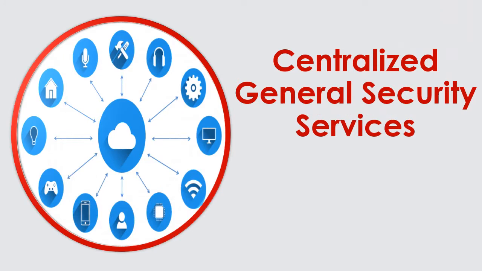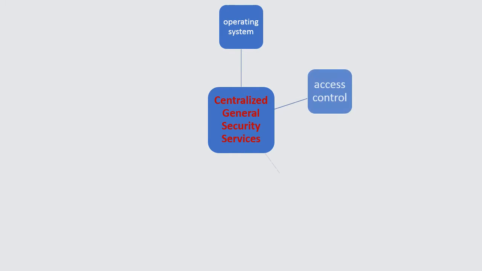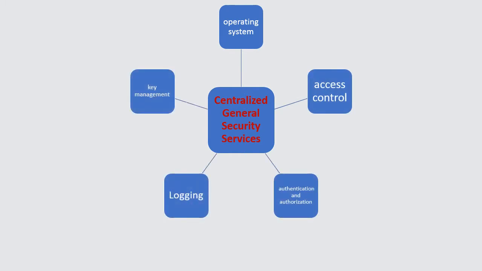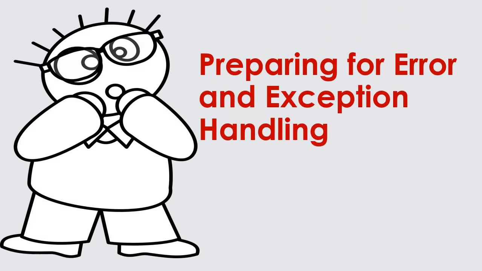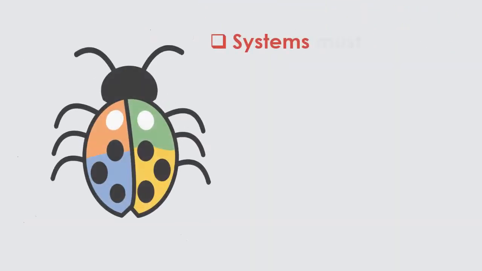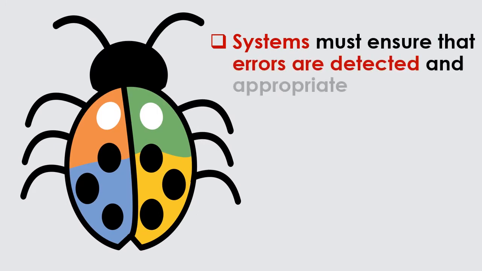Centralized general security services. The principle of centralizing security services can be implemented at several levels. At the operating system level, access control, user authentication and authorization, logging, and key management are all examples of discrete security services that can and should be managed centrally. Preparing for error and exception handling. Systems must ensure that errors are detected and appropriate action taken.